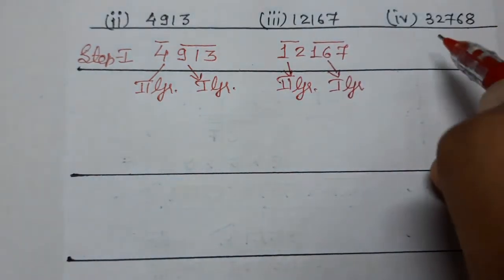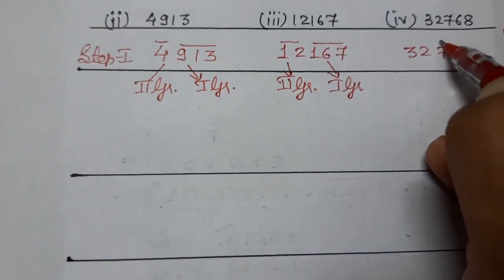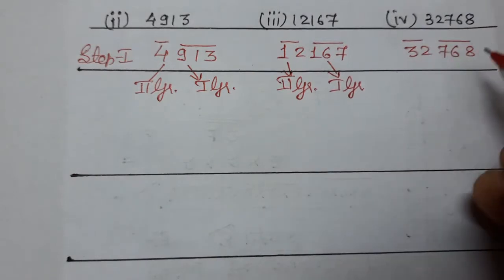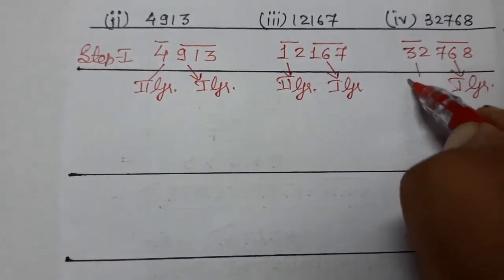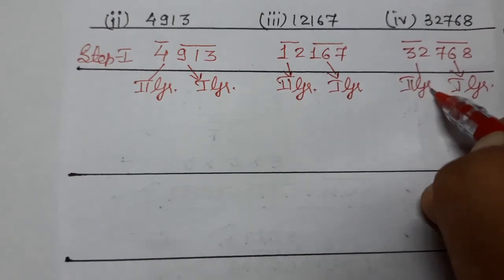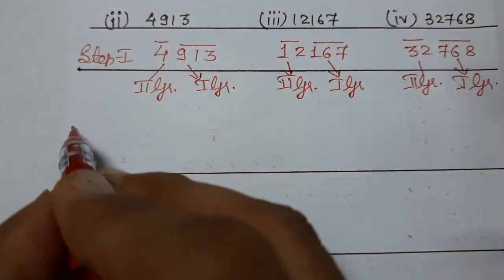Now this one also, the step is the same for every question. That means we have to make a group of 3. This is the first group and this one is the second group. After this step 1, we have to follow step number 2. So what is step 2? Let's write step 2.